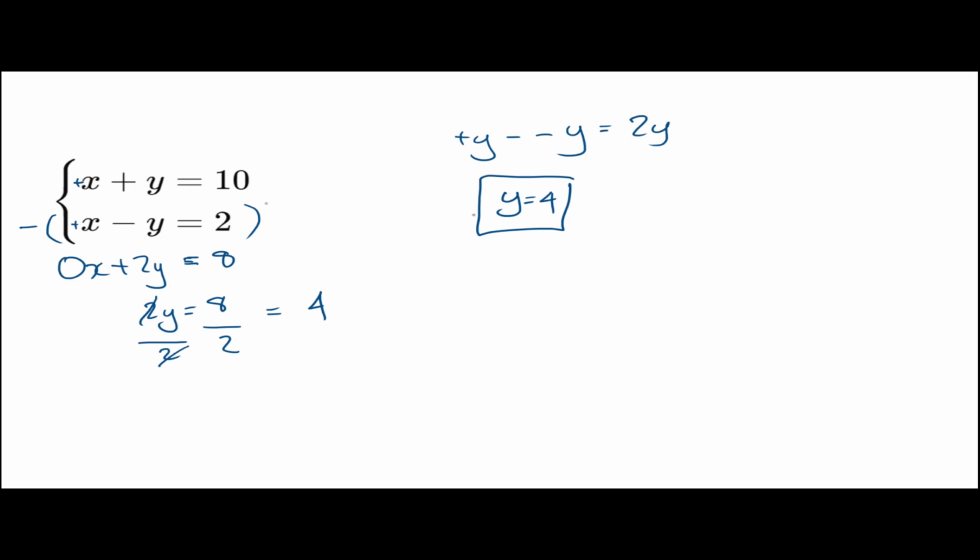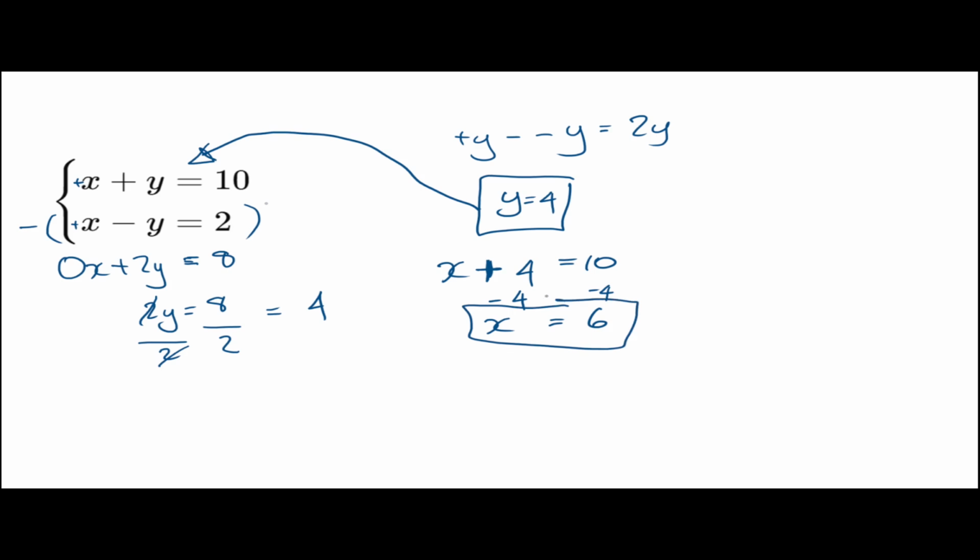Same answer as before. And now I'm going to substitute that in there where y equals 4. So x plus 4 equals 10. I'm going to take 4 away from both sides. x is 6, and that is our final answer for that. Are there other ways of doing this? Yep, there probably are.